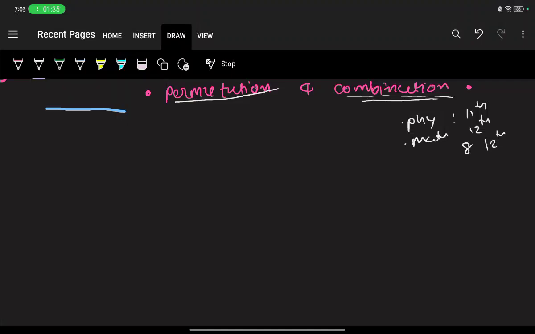Let's start permutation and combination. So first of all, what is permutation? Permutation is all related to the act of permuting or rearranging objects or values. It just means rearranging.